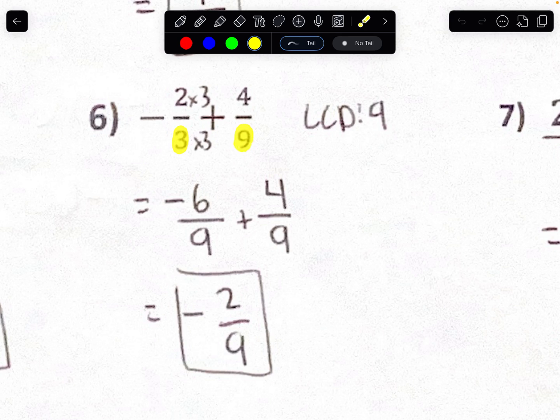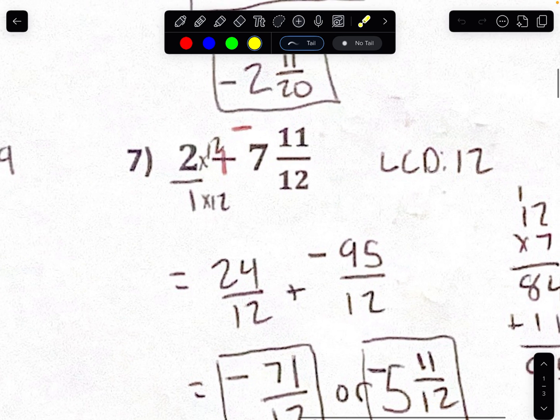I don't have common denominators, so that means my LCD is 9. So I would have negative 6 over 9 plus 4 over 9. Different signs, subtract, and take the sign of the bigger number. So 6 minus 4 makes 2. 6 is a bigger number, and that has a negative, so that means my answer is going to be negative 2/9.